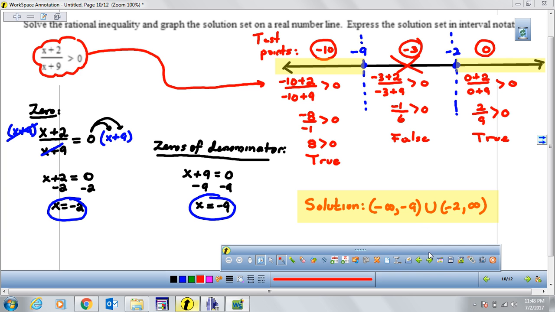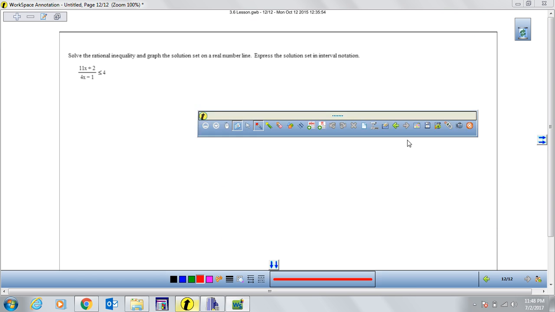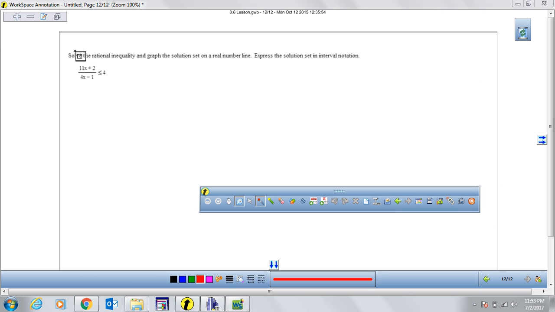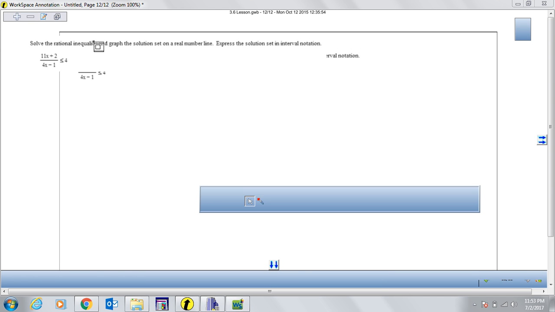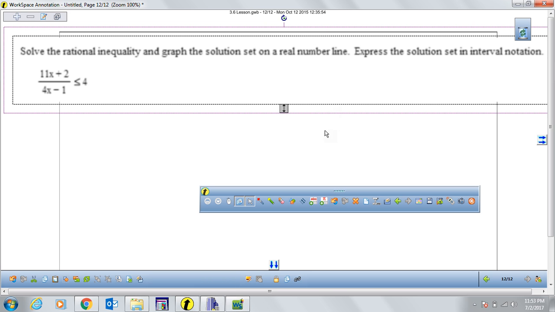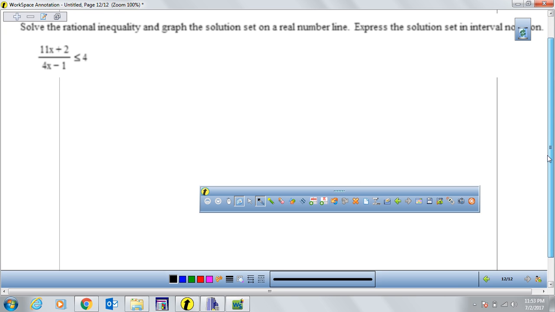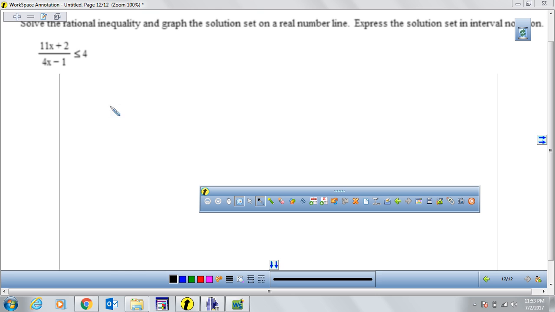Last but not least, we're going to cover the toughest one on the rational inequalities, which is going to be this one. Solve the rational inequality and graph the solution set on a real number line. Express the solution in interval notation. 11x plus 2 over 4x minus 1 is less than or equal to 4.